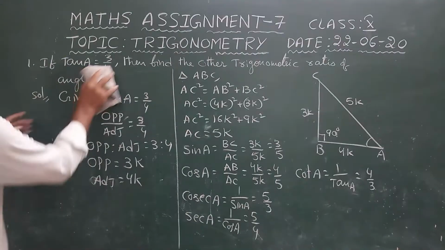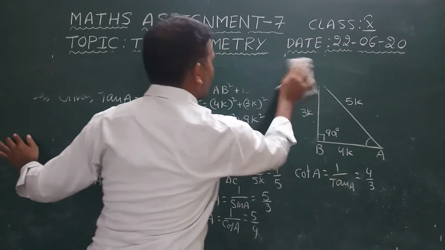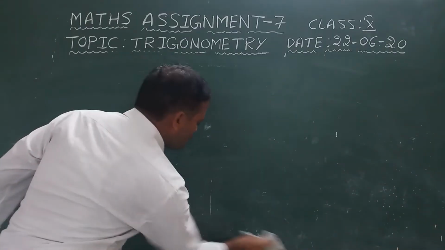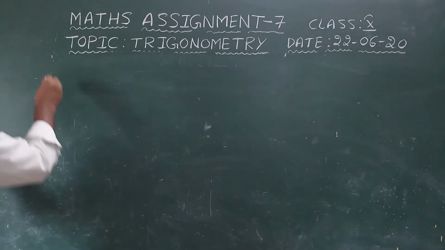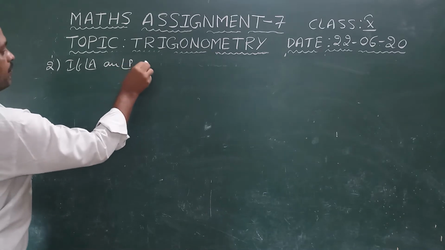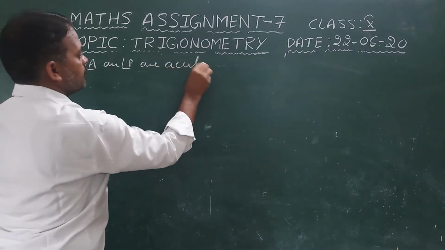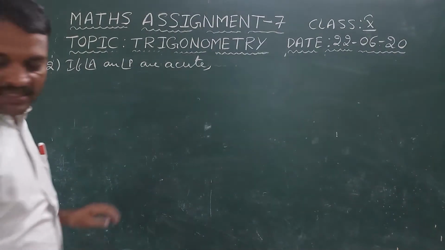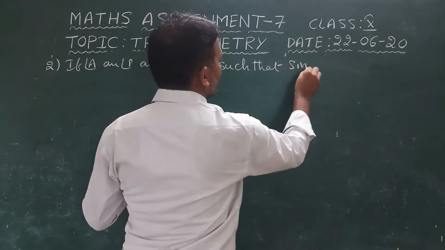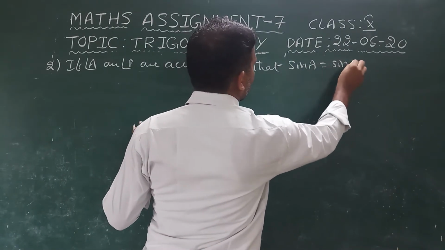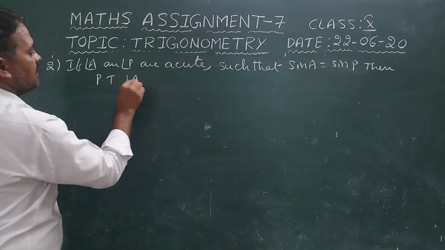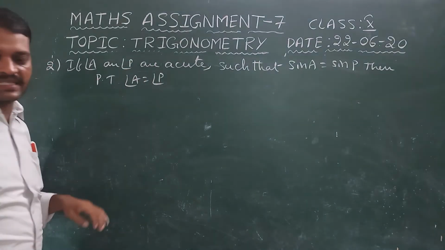Now I am going to explain the second question. What is the second question? Question number 2: if angle A and angle P are acute angles such that sin A is equal to sin P, then prove that angle A is equal to angle P. So this is the second question, students.